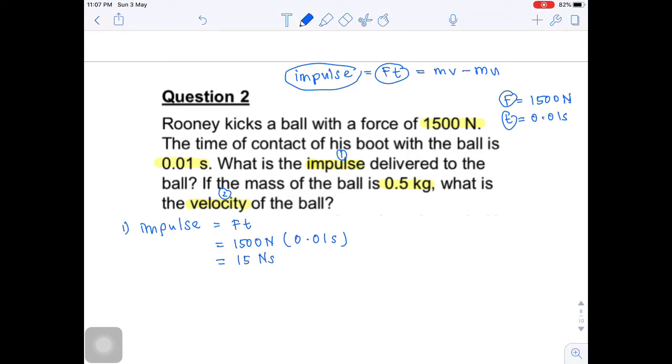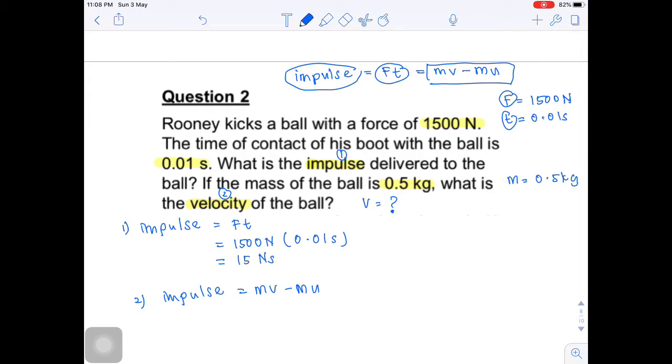Next question, if the mass of the ball is 0.5 kilogram, what is the velocity of the ball? So the question is asking the velocity. Velocity has mv minus mu. So question number 2, impulse equal to mv minus mu.